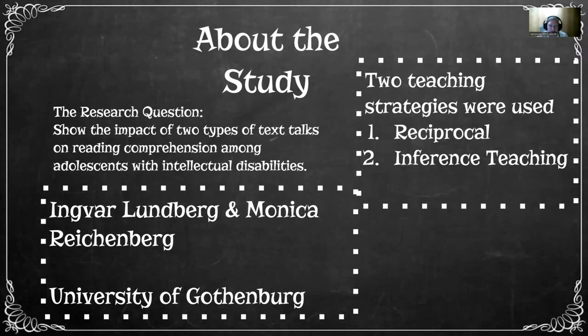The research question here was to show the impact of two types of text talks on reading comprehension among adolescents with intellectual disabilities. Well, what did this really mean? It meant that there were two different types of teaching strategies that they used, reciprocal and inference teaching. The two people who did this were Ingvar Lundberg and Monica Reichenberg, and they were with the University of Gothenburg.